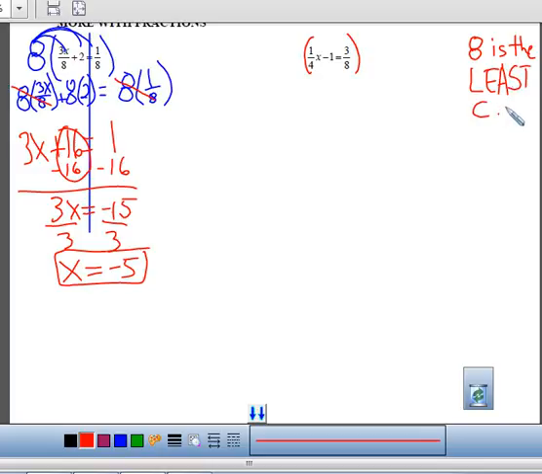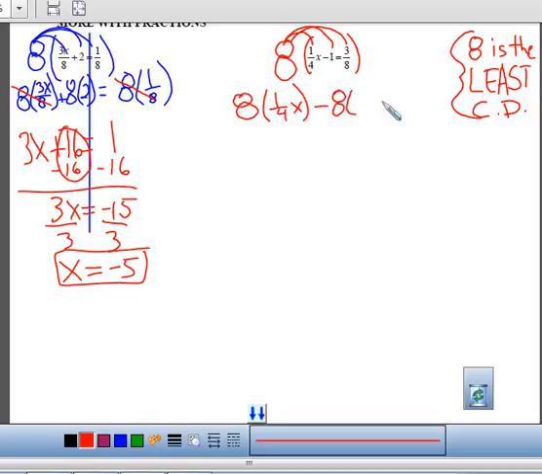I'll abbreviate common denominator because if I don't, I won't fit it. So we want the least common denominator to multiply our entire equation by. So that'll be 8. Now, remember, I need to write out this next step. So I'm going to do 8, parentheses, 1 for x, minus 8, parentheses, 1, equals 8, parentheses, 3 over 8.